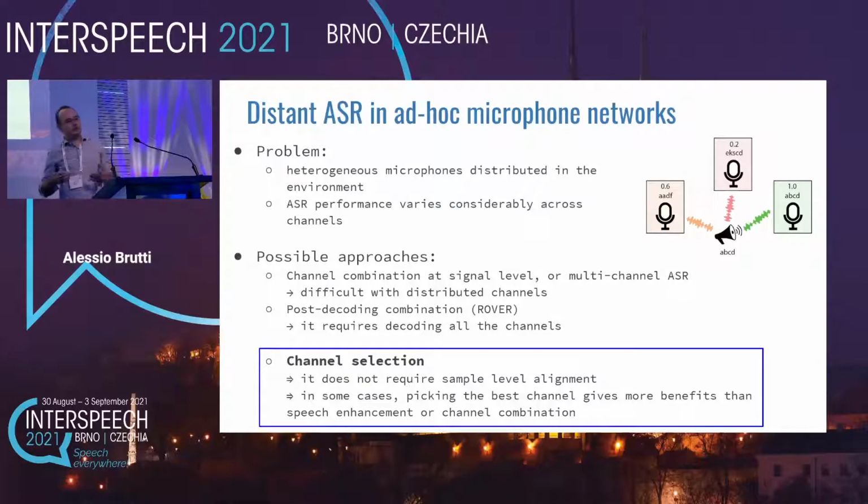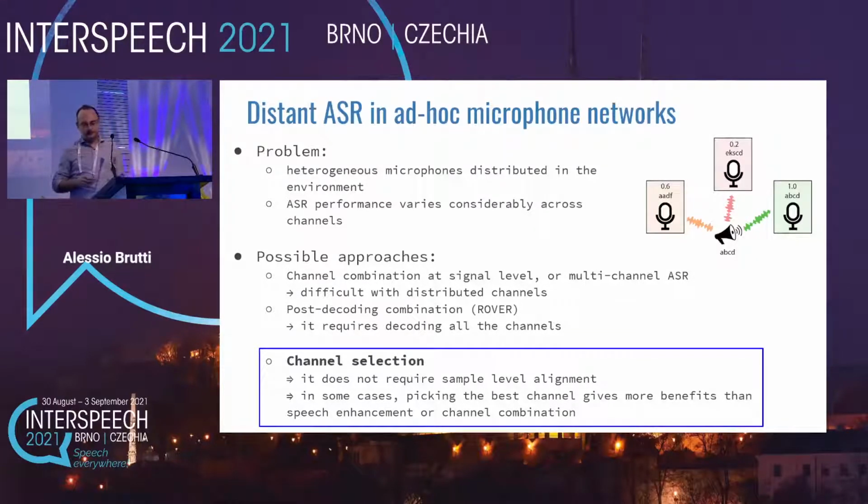For example, one approach would be to try to combine the signals at the signal level, for example, using beamforming or similar approaches, or, as we saw in the first presentation today, trying to build a multi-channel speech recognition system. However, in general, those systems are designed for compact microphone arrays. They require that the signals are aligned at the sample level, which is something that we don't have in an ad hoc microphone network. We can aim at some loose synchronization.